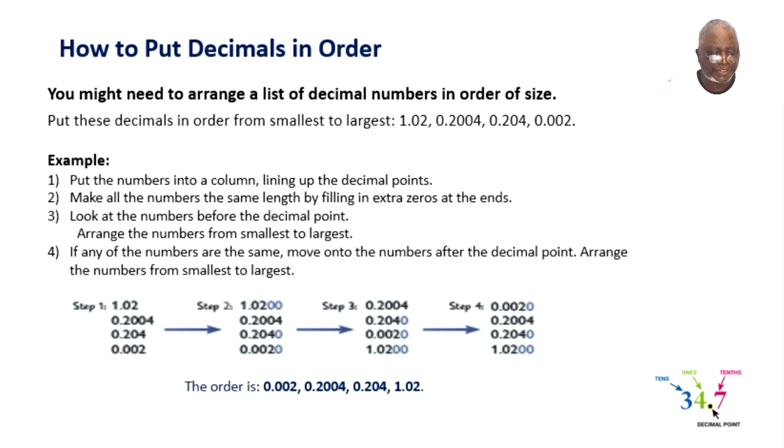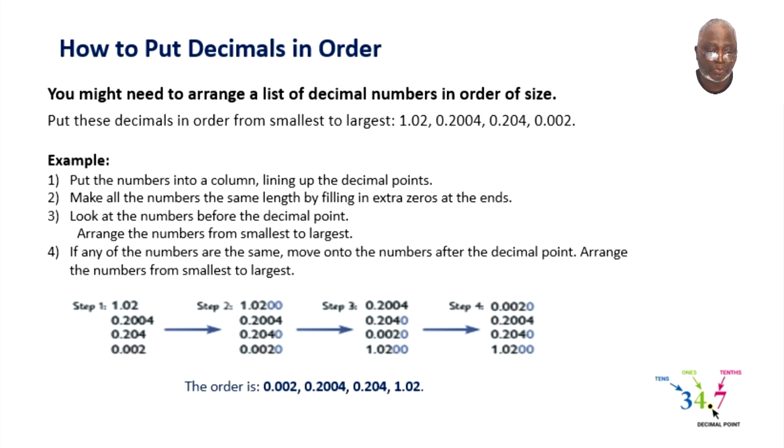Step 2: make all the numbers the same length by filling in extra zeros at the end. Step 3: look at the numbers before the decimal point. Arrange the numbers from smallest to largest. Step 4: if any of the numbers are the same, move on to the number after the decimal point. Arrange the numbers from smallest to largest. And below you see from step 1 to step 4 how they are arranged.